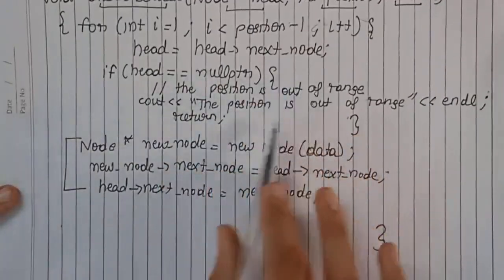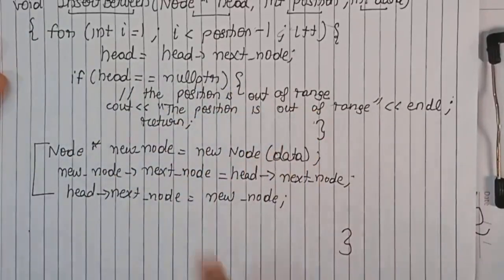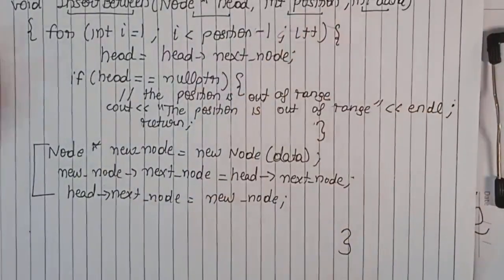So I hope that this condition is also clear to you now. Now I hope that this is clear to you. So this is a code to insert any new node at some specific position provided by the user.